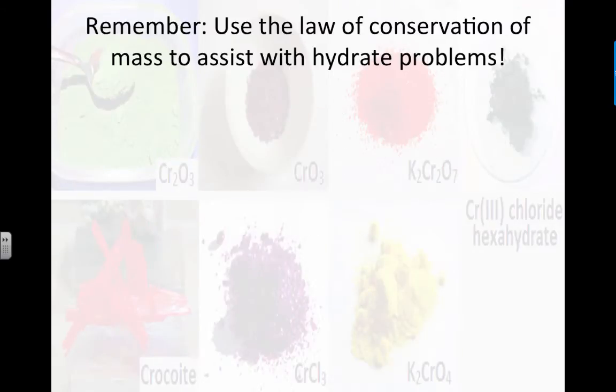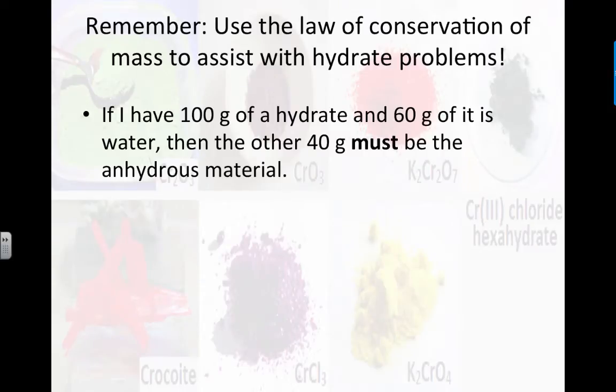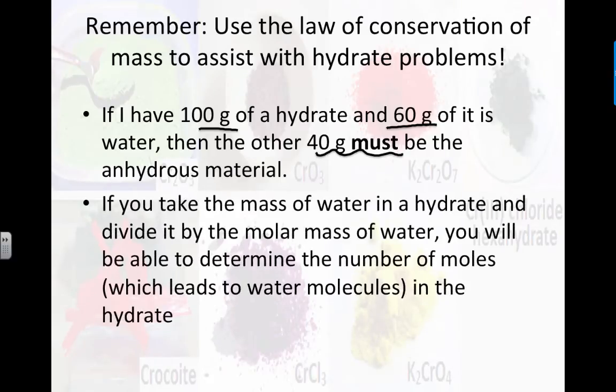If you're working with a hydrate problem, you can always use the law of conservation of mass. So if I have 100 grams of a hydrate and 60 grams of it is water, then that means the other 40 grams must be the dry stuff, the anhydrous material, like everything else but water, right? So if you take the mass of water in a hydrate and divide it by the molar mass of water, you'll get the number of moles of water molecules. And once you get moles, you can go lots of different places, like molecules or whatever.